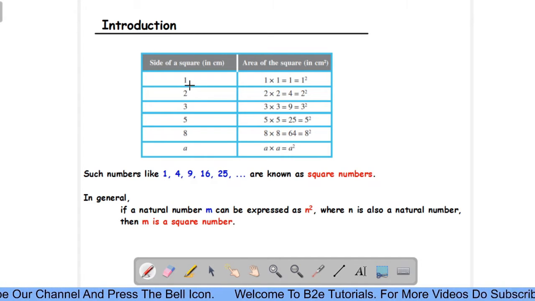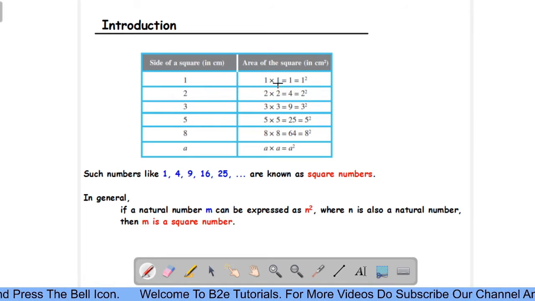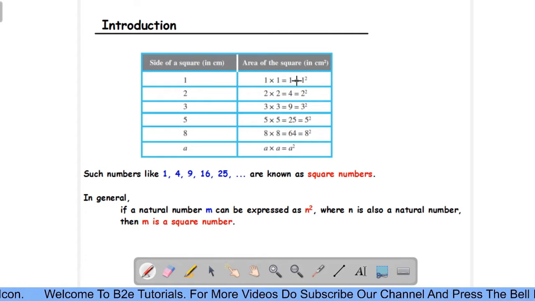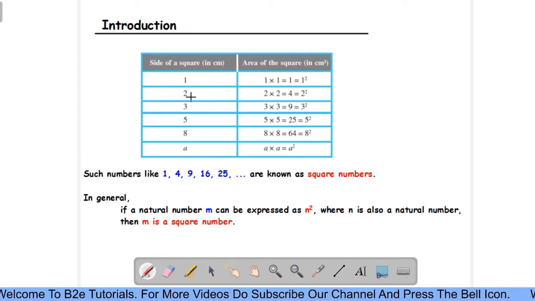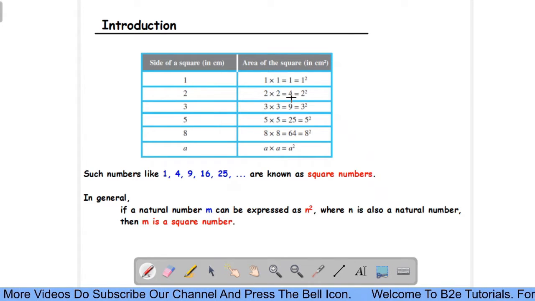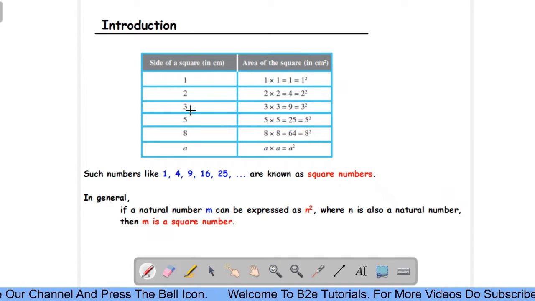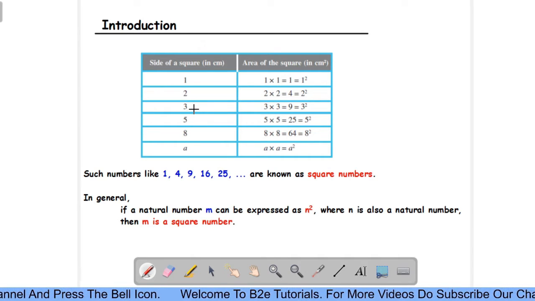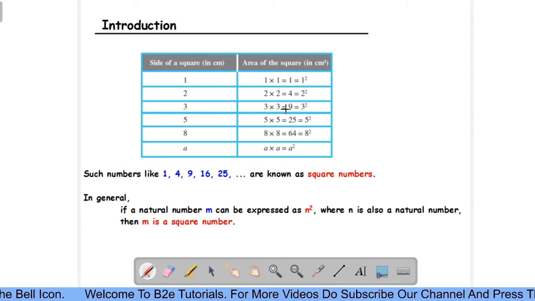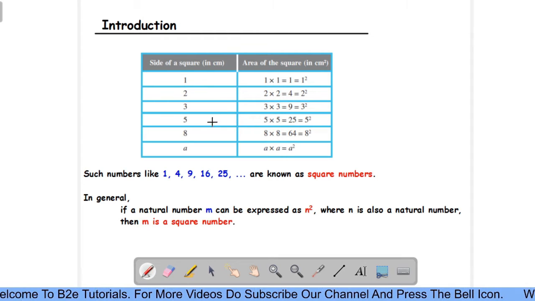Here side of square is 1. The area of the square will be 1 into 1, that is 1, or it can be written as 1 square. Similarly, for 2, the area of the square will be 2 into 2, that is 4, and 4 can be written as 2 square. Next, the side of the square is 3 centimeter. The area of the square will be 3 into 3, that is 9. It can be written as 3 square.